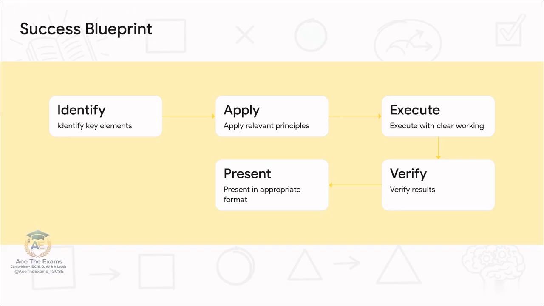Step 4, verify results. Guys, this is absolutely crucial. Let's say you got x equals 5 and x equals -2. You need to plug them back into the original equation to check for reasonableness. Do they accidentally create a zero denominator? Step 5, present in appropriate format. Did the question specifically ask for coordinates? If so, your final answer absolutely must be in brackets, (x, y).